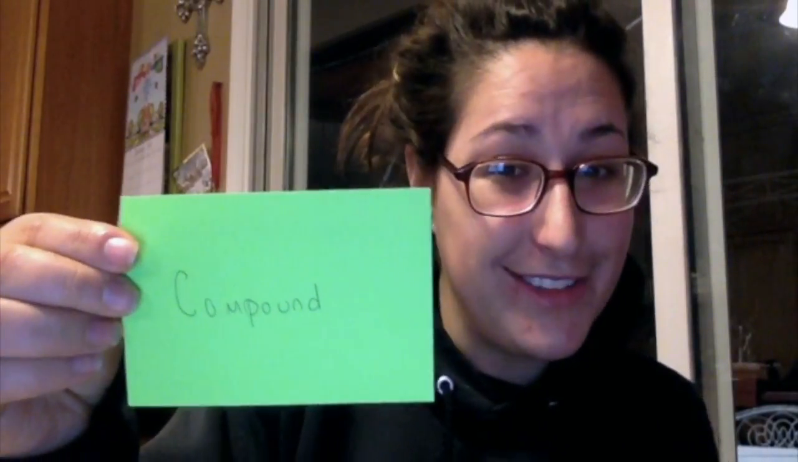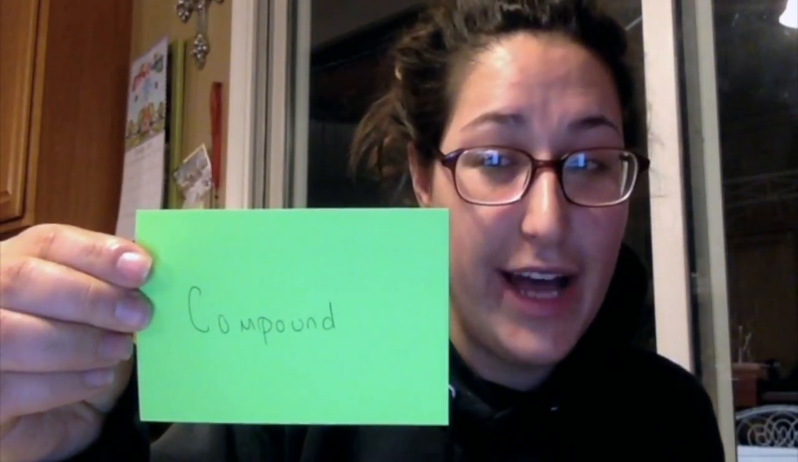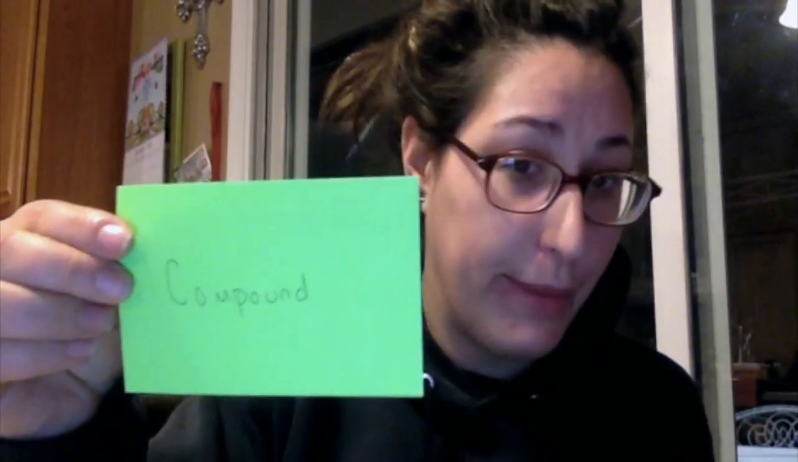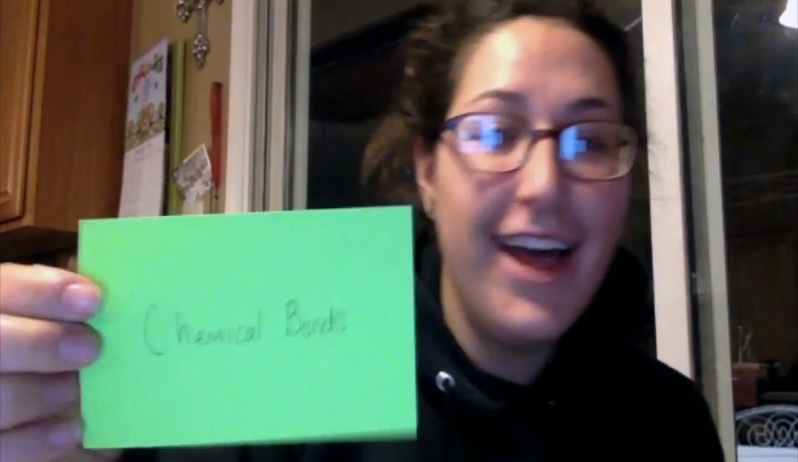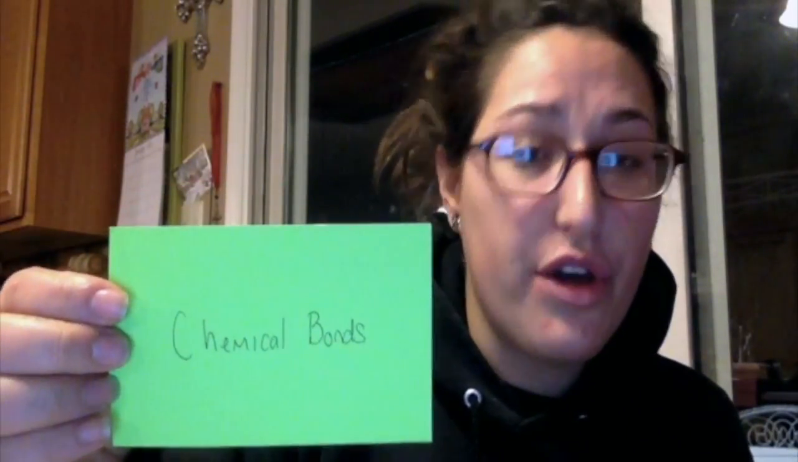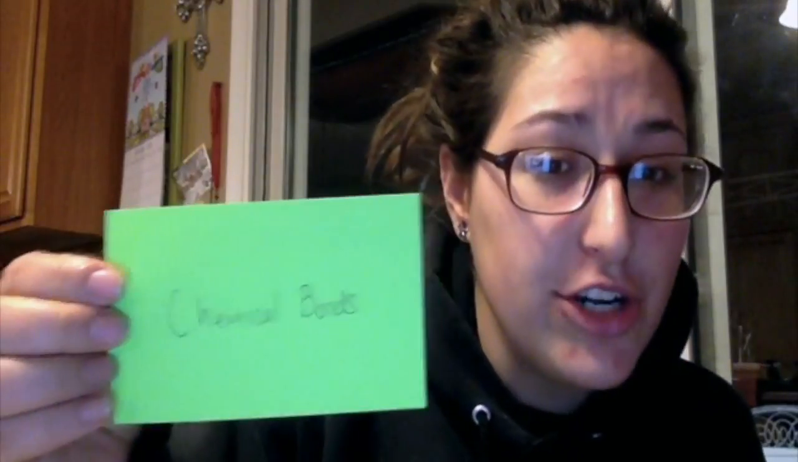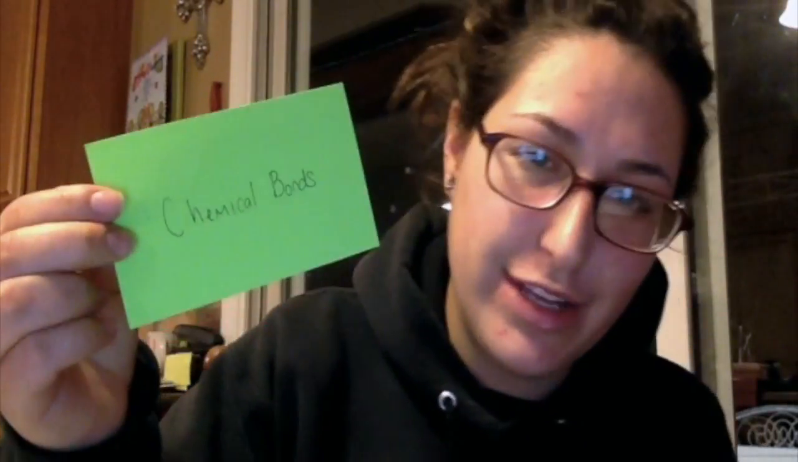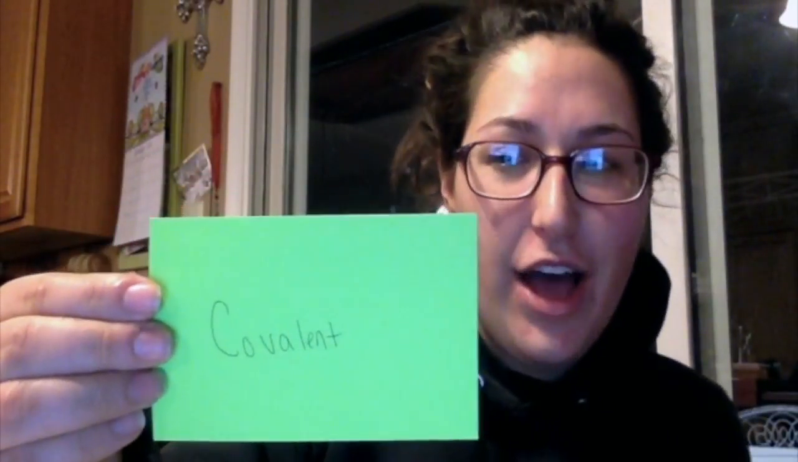Now, a compound. A compound is when a molecule has more than one type of element. So it would be like H2O, which is water. But it's more than one, it's a molecule. Chemical bonds, yay! Chemical bonds, there are three main chemical bonds. They are covalent bonds, ionic bonds, and hydrogen bonds, and I will get more in depth with each one of them as we go.